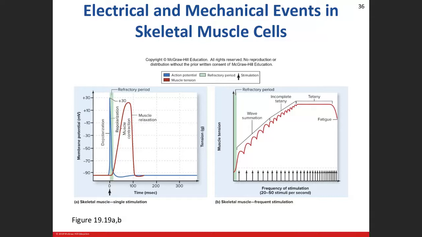So this is what we saw when we were talking about the skeletal muscles. Right? So here, this first blue spike, that's our depolarization, followed immediately by the repolarization. And then you have the refractory period here. That's tough to see.